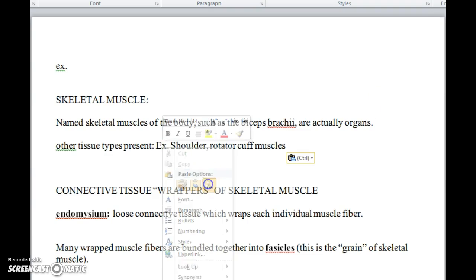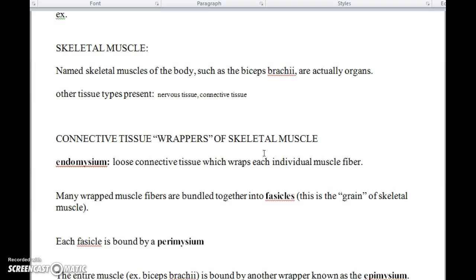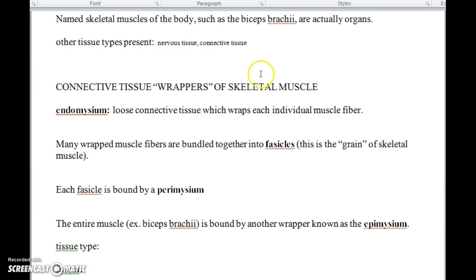Oh wait, I didn't mean to put that in. We already did that. Sorry, my bad. So here for other tissue types present, I'll just type it in since I messed it up. Nervous tissue. Oh, it's small font if you can't read that. Nervous tissue. And there's also connective tissue. All right, so connective tissue wrapper. Here's the connective tissue part we were just talking about.